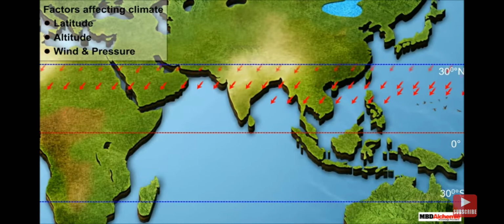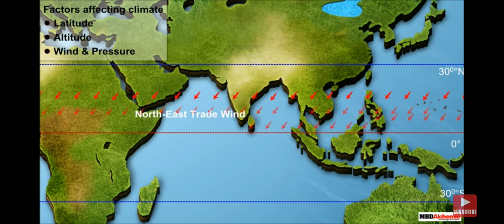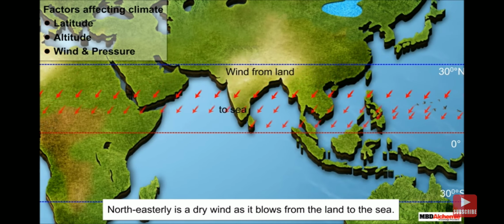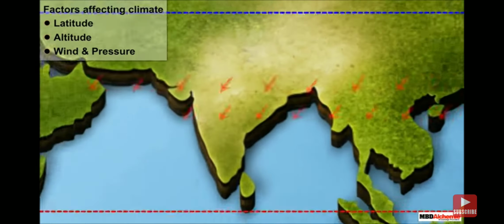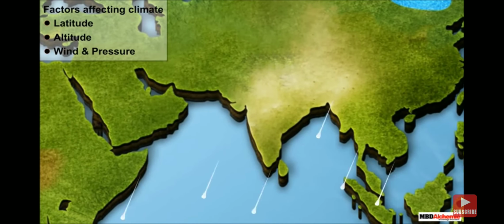India is falling in the northeasterly wind belt. In the northern hemisphere, due to more landmass in this belt, the northeasterly wind is blowing from the land to the sea, so these winds are dry. This dry prevailing wind might turn India into a dry desert, but some other important factors play their important roles to make India a rain-fed country.